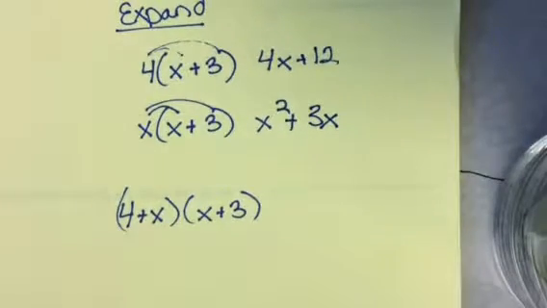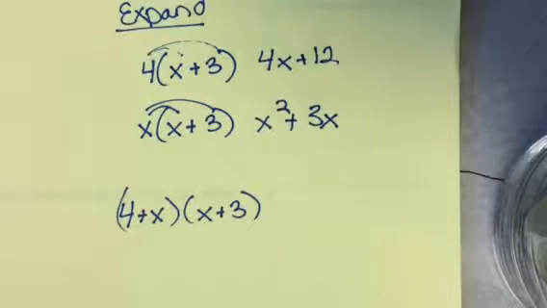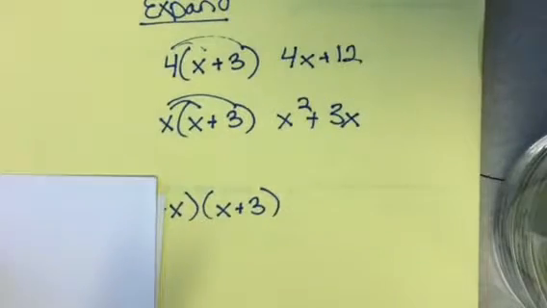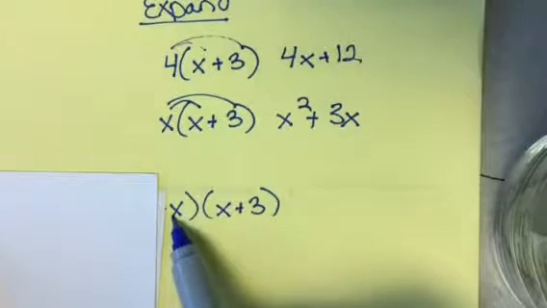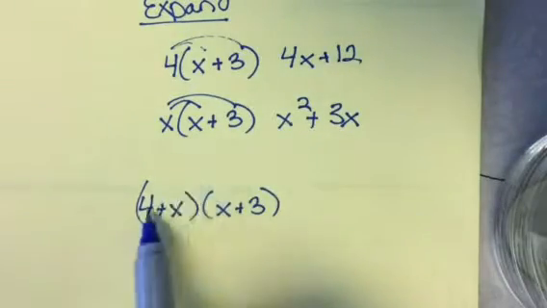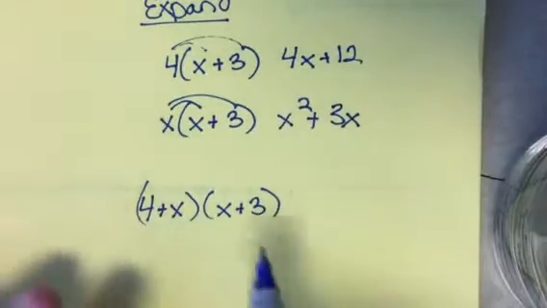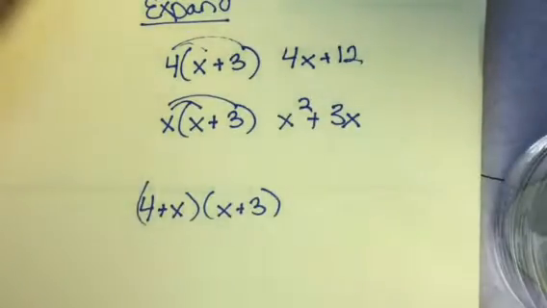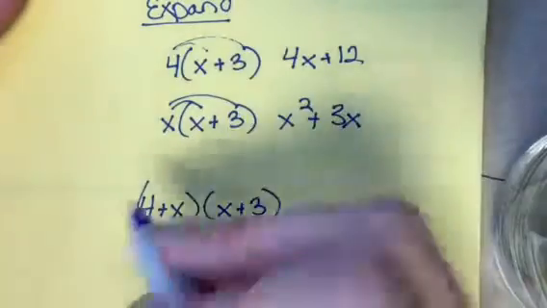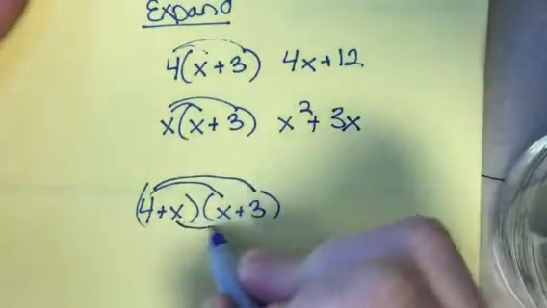Often what kids think when we have this is they want to just do 4 times x and x times 3. But if we think back to what we just did above, if I have x times x plus 3, it gives me 2 terms. If I have 4 times x plus 3, it gives me 2 terms as well. So this should end up giving me 4 terms. I like to think of this as the 4 has to go to both of these, and the x has to go to both of these.